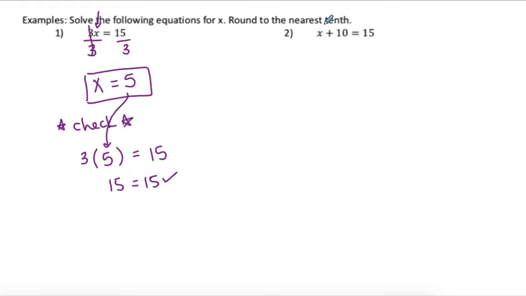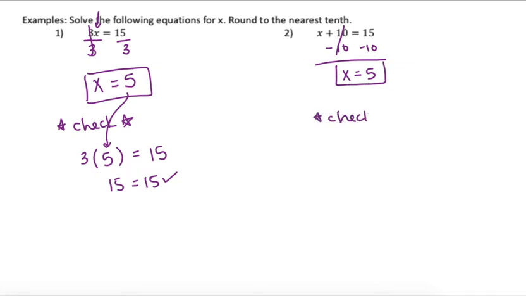On number 2, something plus 10 equals 15. And you might already have that answer, but if we keep moving, we want to see: if I have addition, what is the inverse operation? Subtraction. So I'm going to subtract 10 from both sides, and when I get 15 minus 10, I'm coming up again with that 5 that we had before.